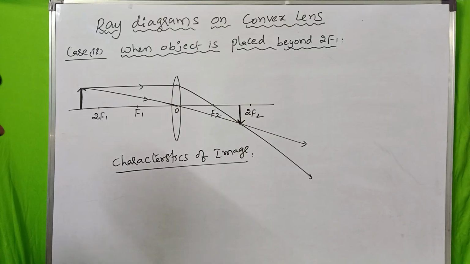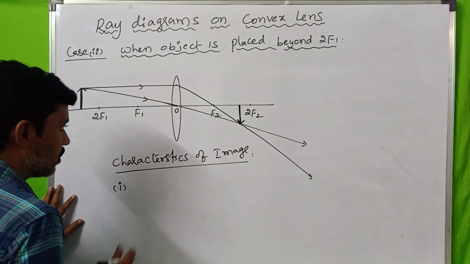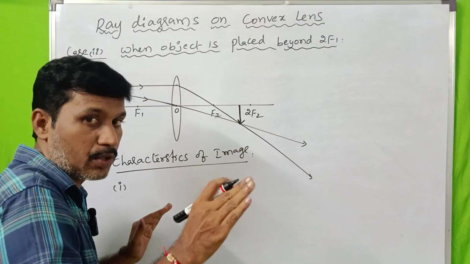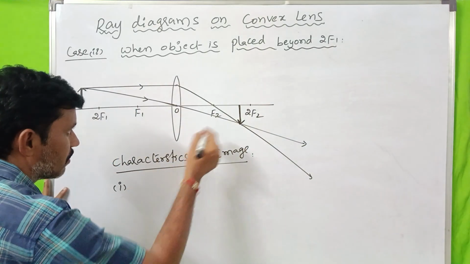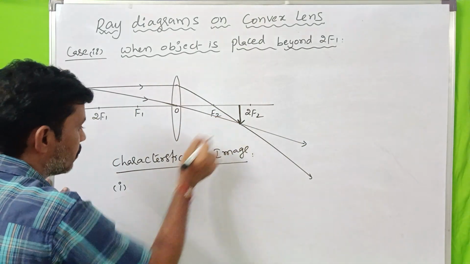Characteristics of the image. Tell me the first one: where the image is formed. You have to write the position. So, first, the position of the image, where it is formed. It is formed between F2 and 2F2.